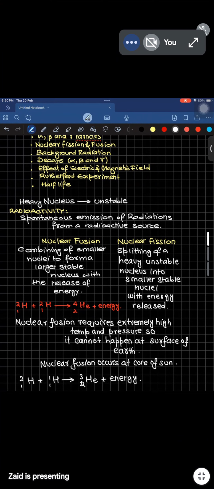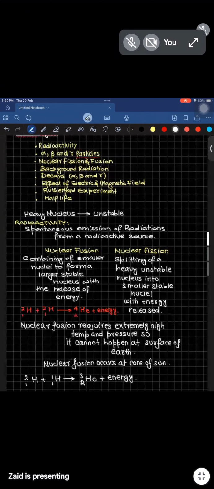Okay, nuclear fission is basically the splitting of a heavier nucleus into smaller ones, and we have energy release as well. So in nuclear fission, what happens is that we have a larger nucleus, and it's going to hit smaller ones. Just look here how the fission occurs.